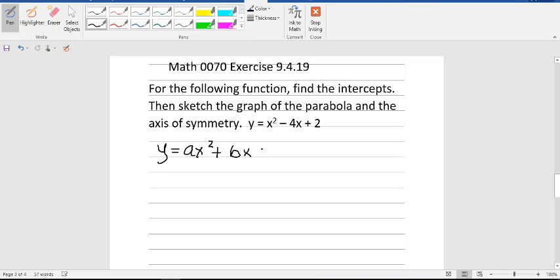So we're thinking of the parabola as y equal ax squared plus bx plus c. A is an unwritten 1, always the coefficient of x squared. So this is really y equal 1x squared minus 4x plus 2. B is negative 4, and our c equals 2.